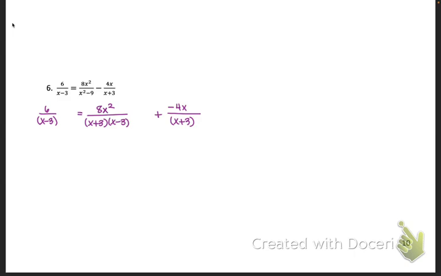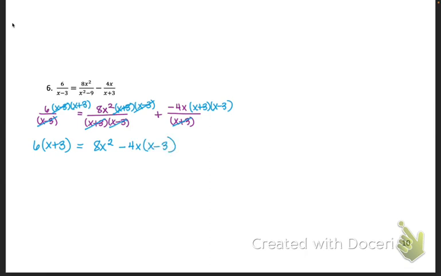I need one of each of those in order for everything to cancel out. So I'm going to come here and multiply every single term on both sides by x plus 3, x minus 3. And we'll see what cancels out. So the first one, x minus 3. So I have 6 times x plus 3 is what's left, equals. Both of these divide out, so I get 8x squared is all that's left. And then the x plus 3, so I get minus 4x times x minus 3. And so now we have no more fractions. We do have a quadratic, so that kind of stinks.